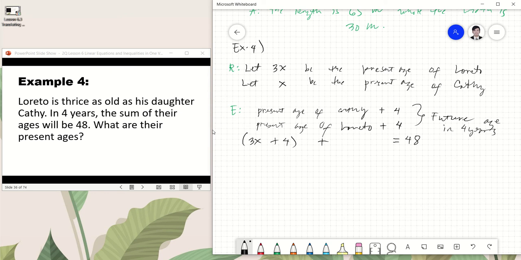Okay. And then dito naman, age ni Kathy. So si Kathy, X. Pero since we're talking about their future age, 4 years from now, so add tayo ng 4 sa age ni Kathy. So there you go, that's the equation. 3x plus 4 plus x plus 4 is equal to 48. So we're now ready to solve.